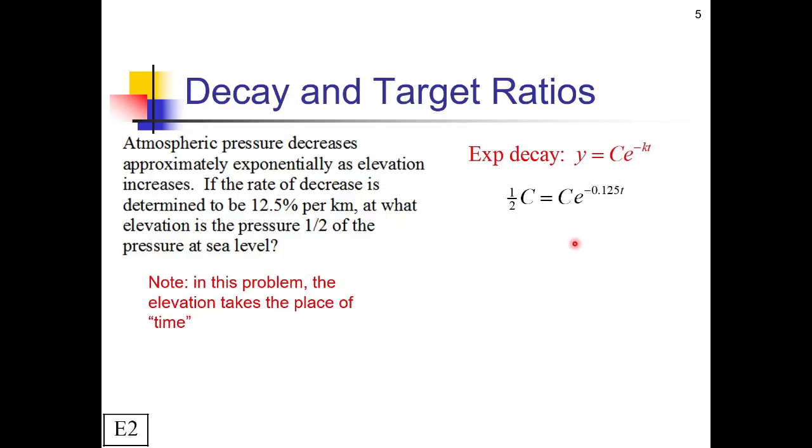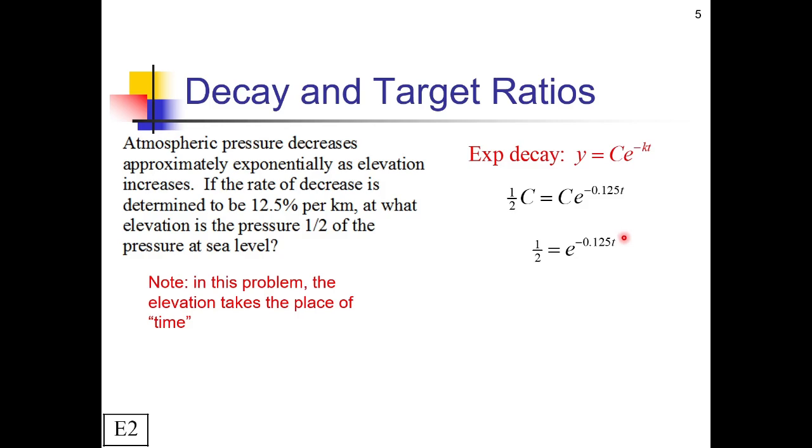So first thing we need to do is get the exponential part by itself by dividing both sides by c. And presumably the atmospheric pressure is not exactly 0 at sea level. Otherwise, some very interesting things would be happening to, well, all of the living creatures at sea level. So we'll just assume this is non-zero and assume that we can divide both sides by it. So if I do that, I've got 1/2 equals e to the negative 0.125t.